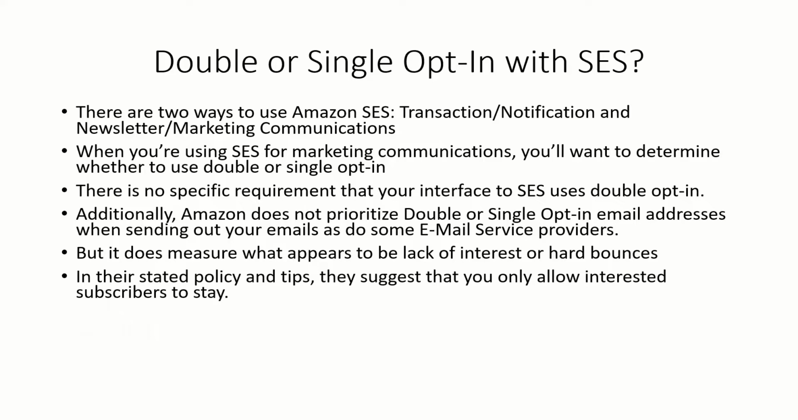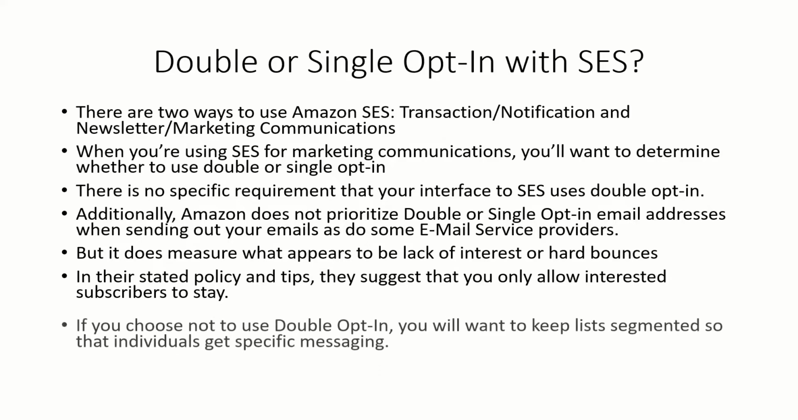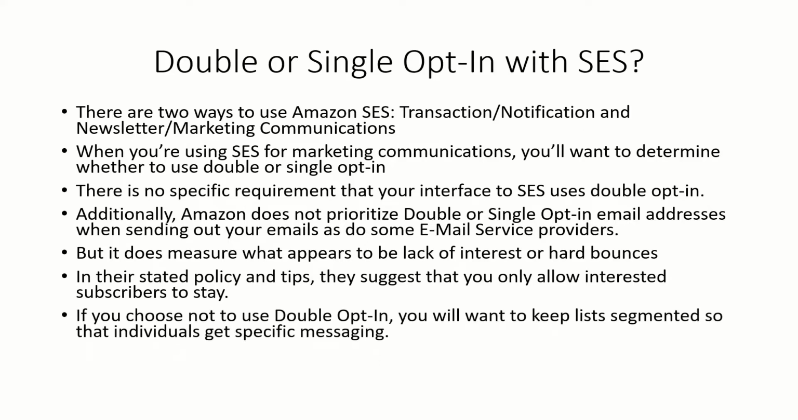It's their stated policy and tips that they suggest that you only allow interested subscribers to stay, and that would indicate that you are using double opt-in, because they've gone through the second level of trying to get into your email marketing list. Now, if you choose not to use double opt-in, you will want to keep your list segmented so the individuals get specific messaging to the reason that they actually opted in.